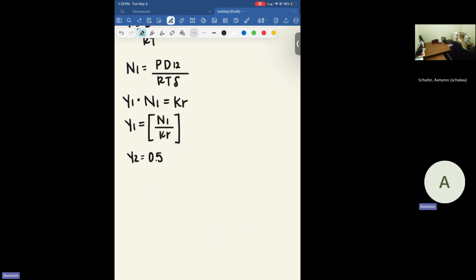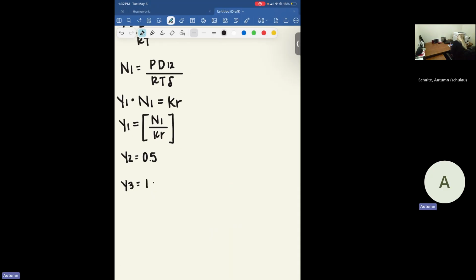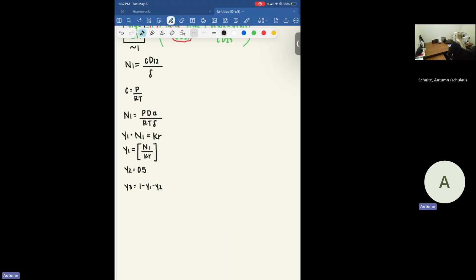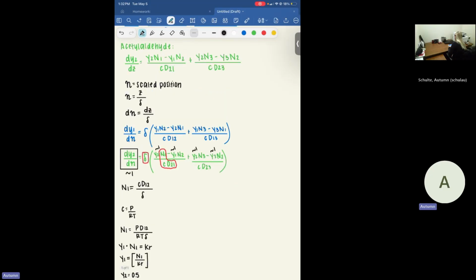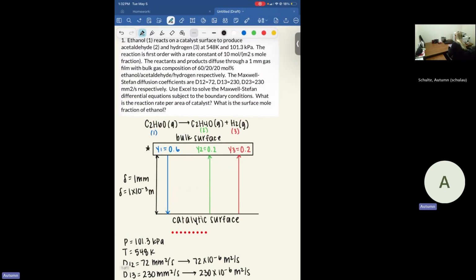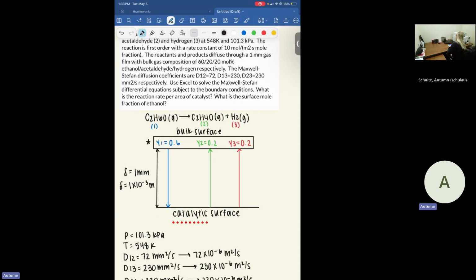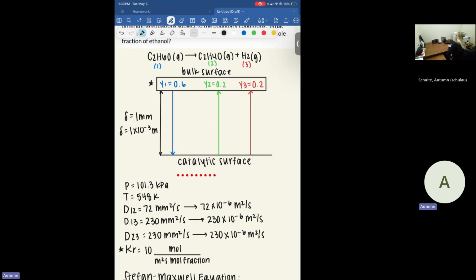And then, of course, if you want to find the mole fraction of the hydrogen at that surface, you can simply take 1 minus the mole fraction of our ethanol minus the mole fraction of our acetaldehyde at that catalytic surface. And so now we're going to take the equations that we just found and put those in Excel in order to find our mole fraction of ethanol at that catalytic surface, as well as our boundary conditions. And we're going to find the reaction rate per area, and again, the surface mole fraction of ethanol. So that's going to be our main goal when we head over to Excel.